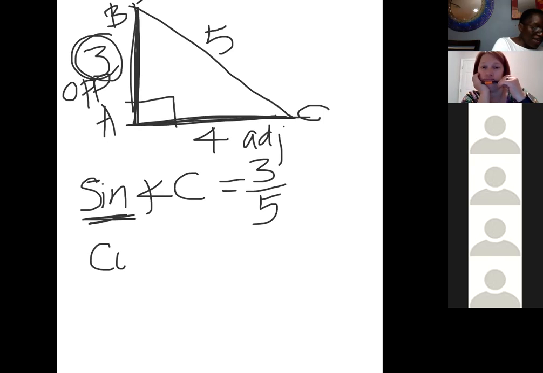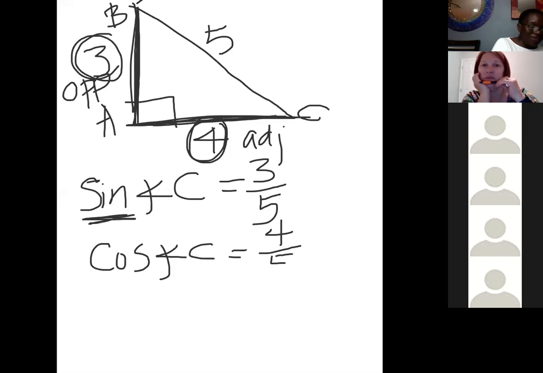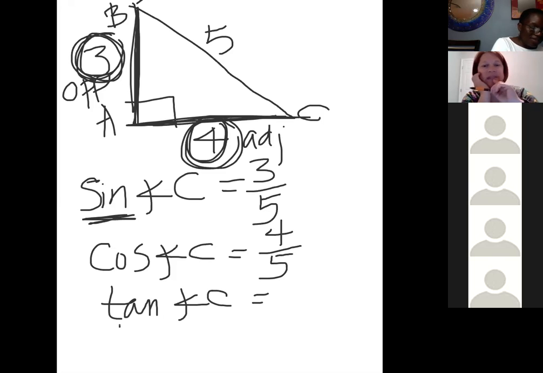Now, cosine of angle C would be the adjacent over the hypotenuse, which is 5. And then the tangent of angle C would be the opposite over the adjacent, 3/4. And there you go. That's it.